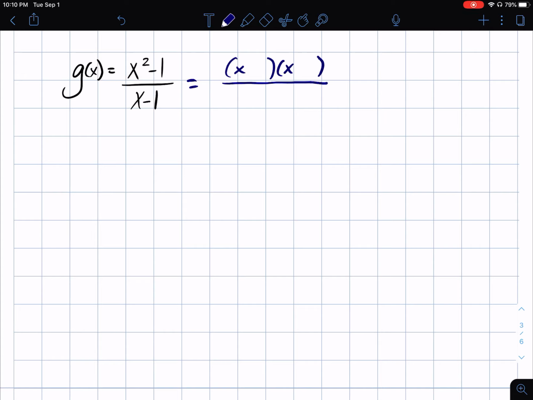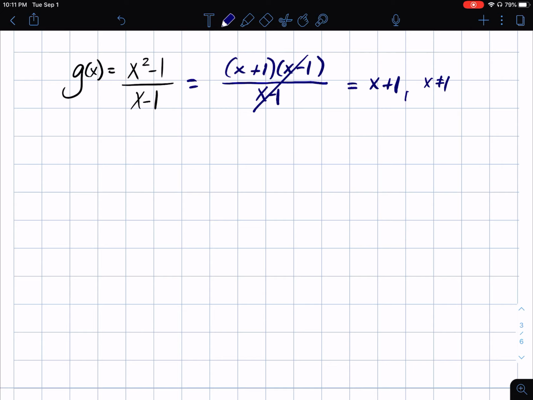So this is a difference of squares. So we'll have x plus 1, x minus 1. So these actually will cancel, and I'll get just x plus 1. So what that tells me is that this is a removable discontinuity for this function. I can factor and I can get rid of that. So there's just going to be a hole in the graph there, not an asymptote. So x cannot equal 1.